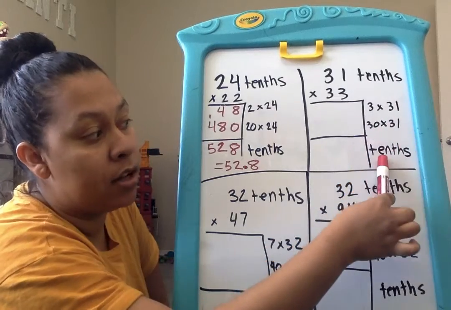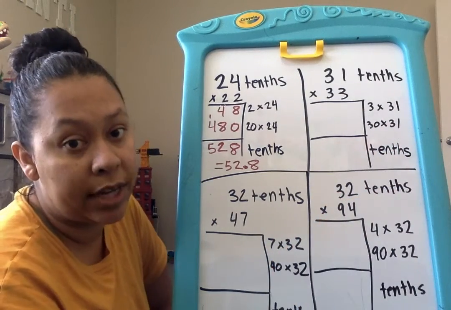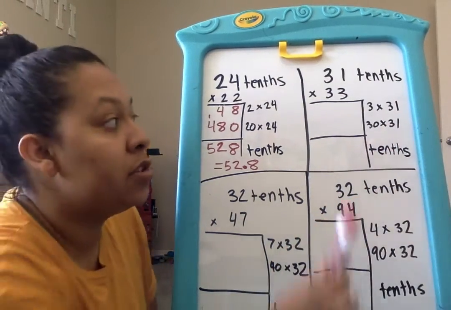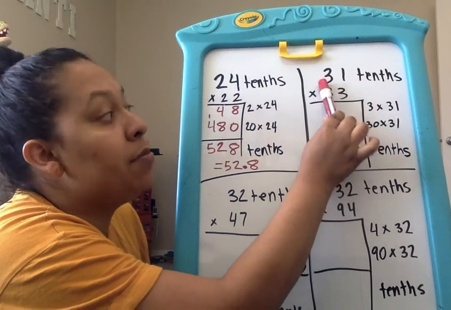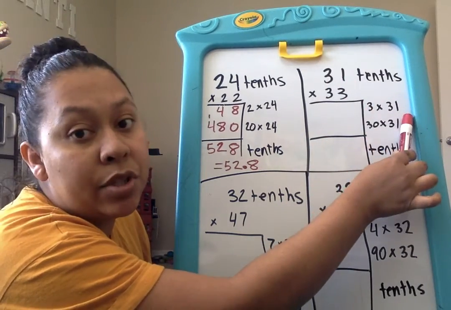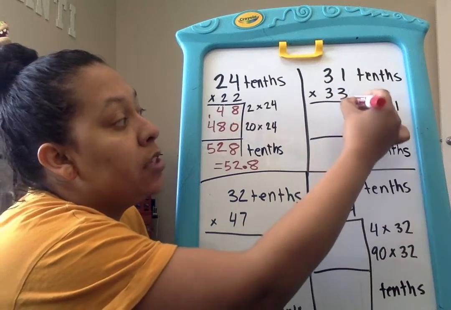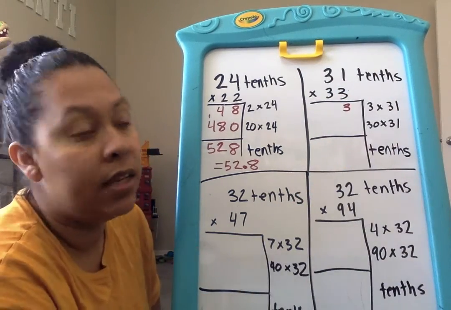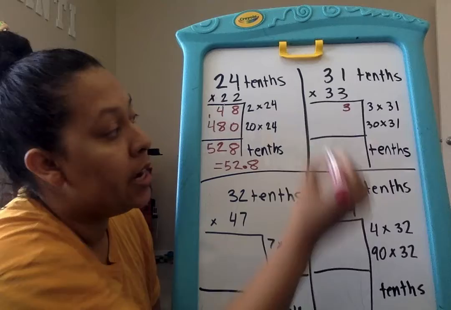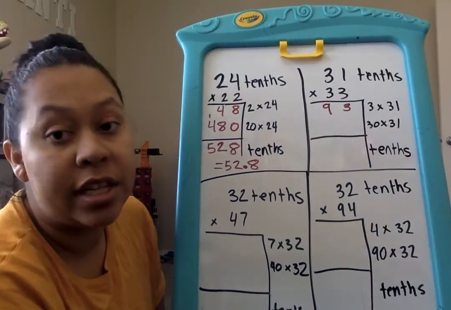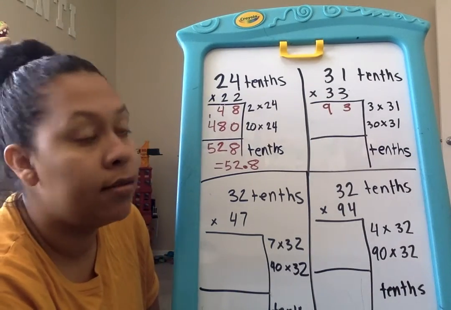I went and added all of these parts over here, okay? So now let's just multiply. So first we have 3 times 31. So 3 times 1 is 3. 3 times 3 is 9. So 3 times 31 is 93.